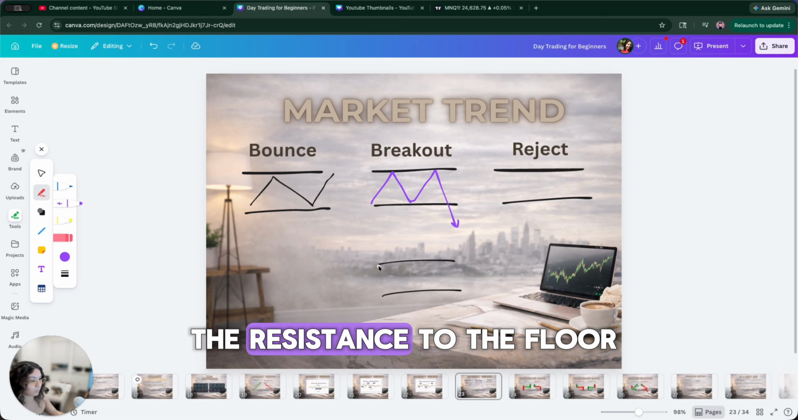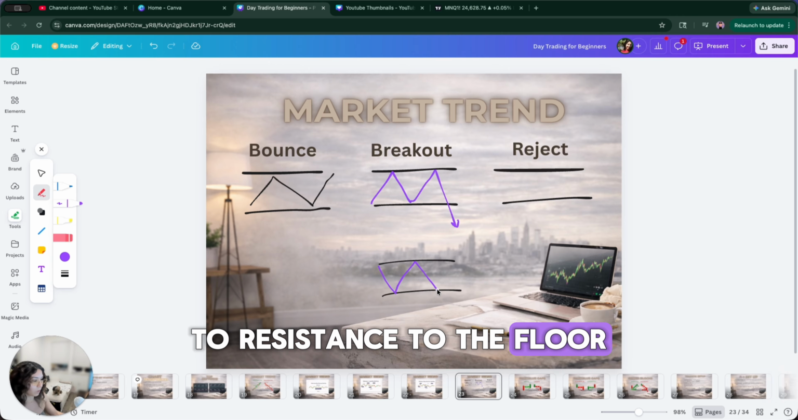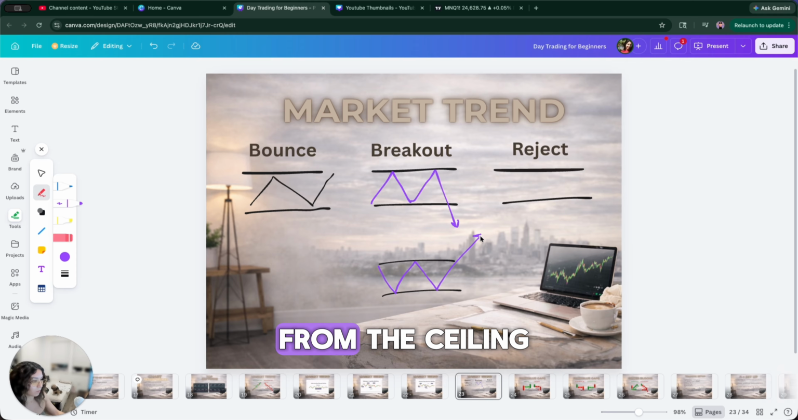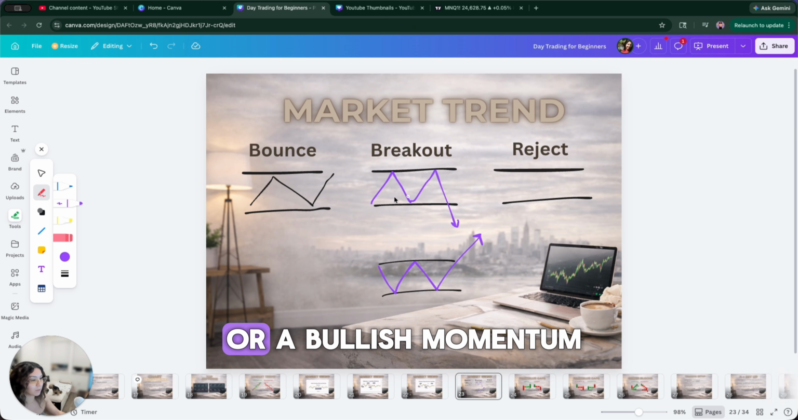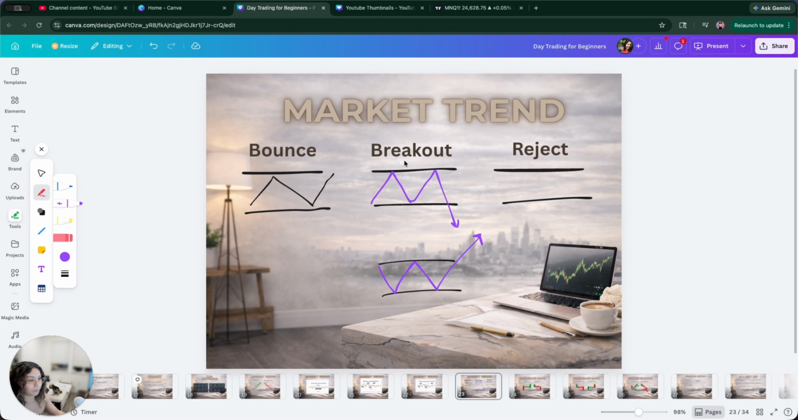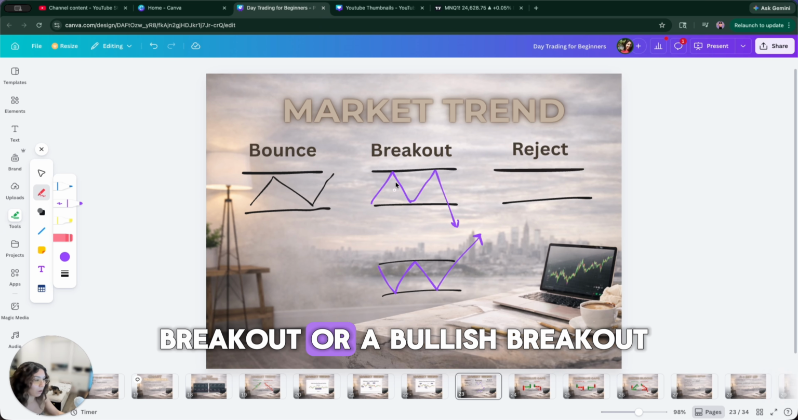We're going to go from the resistance to the floor, to resistance to the floor, and then a breakout from the ceiling. Okay? So, would this be a bearish momentum or a bullish momentum? Is this a bearish breakout or a bullish breakout?